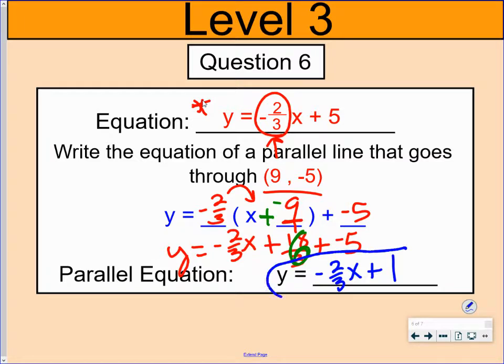And here is our equation of our line that is parallel to this line up here and goes through the point 9, -5. I hope that helped, and have a great day.